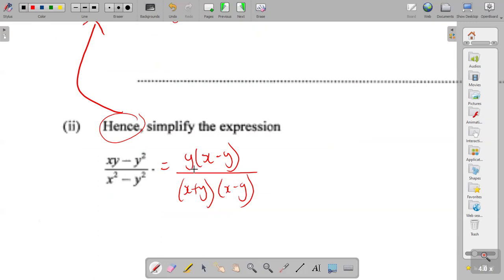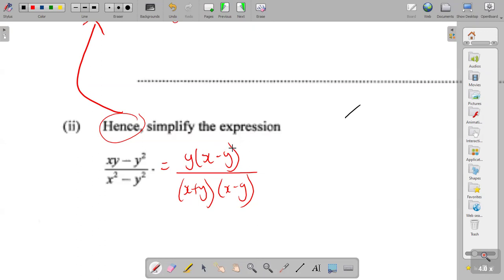Please note, listen to me. If there was a plus in between here, you can't cancel. The only way you could cancel above and below is if both of them are being multiplied. Everybody with me? Remember, canceling is really division. You can't divide something that's being added. You could only divide something that's being multiplied.